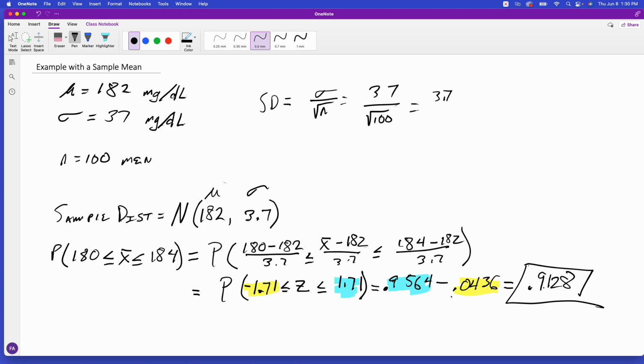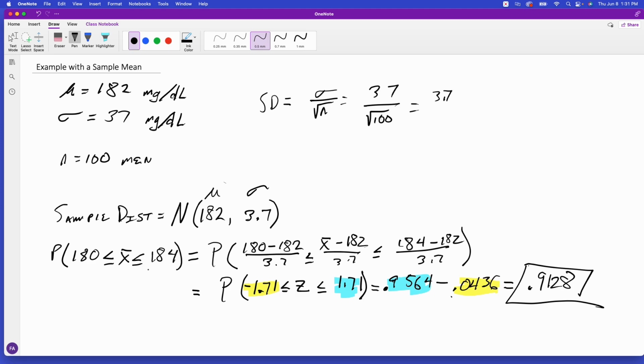The original question here was, what's the probability that we pick somebody and their total blood cholesterol level is between 180 and 184? And what we come up with is 0.9128. So it's highly likely that we would pick someone and end up in that realm right there, which is interesting and useful. There are lots of different ways you can use this.